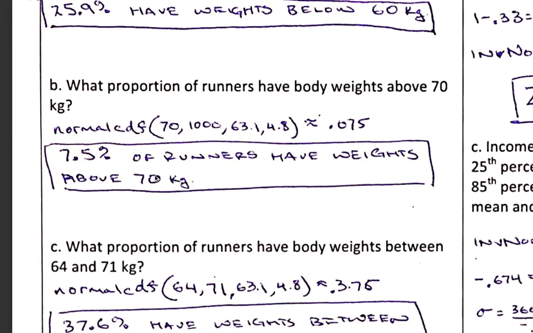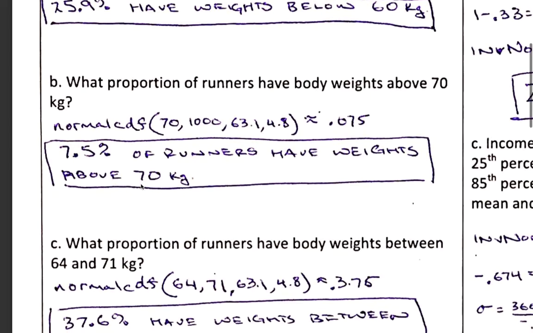For part B, we are talking about the proportion of runners that have weights above 60 kilograms. And so our lower bound this time is 60. The upper bound, 1,000. I think that should probably cover it. And then again, mean, 63.1, and standard deviation. And the number that we get when we spit this out is 0.075, which means 7.5% of the runners have weights that are above 60 kilograms.